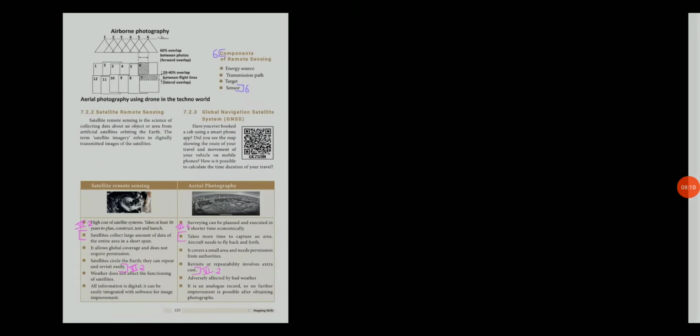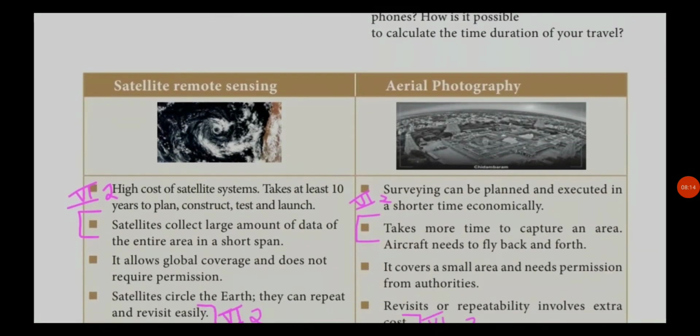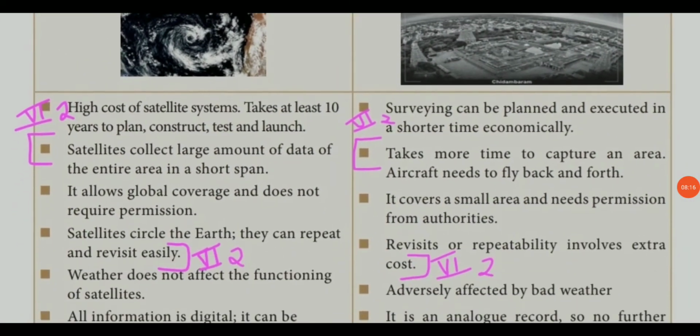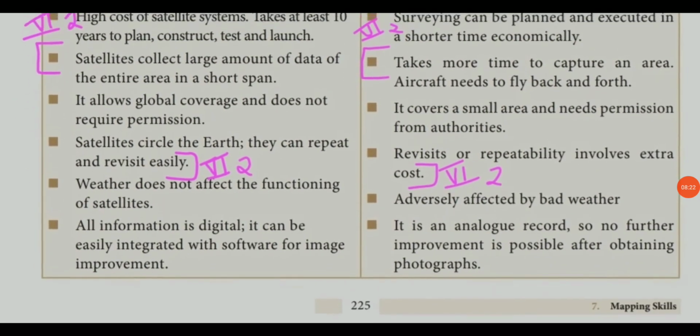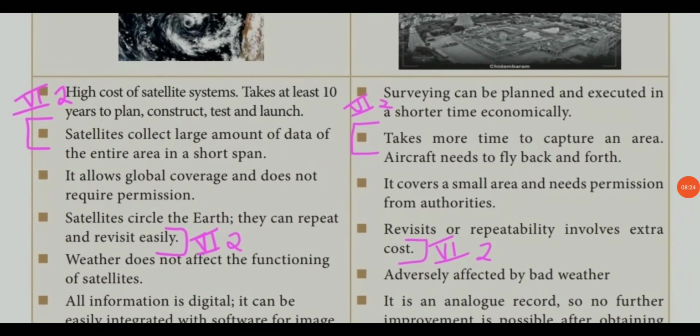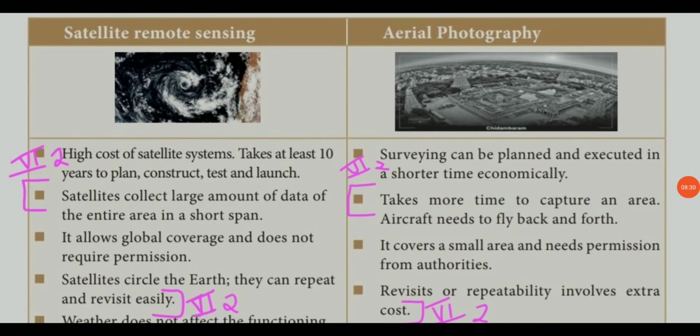Your second question, distinguish between satellite remote sensing and aerial photography. For that you have to write the second, third and fourth point which is given in your book, page number 225, from both the sides, both from satellite remote sensing as well as from aerial photography.